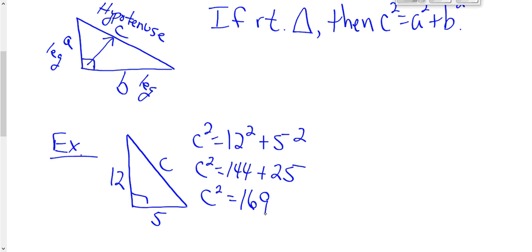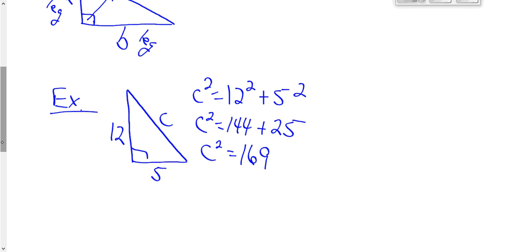169. Are we done? We don't want C squared, we want C, right? What operation undoes squaring? Square root. So we'll take the square root of both sides. So we'll just go square root of C squared. What's the square root of C squared, guys? C equals square root of 169. 13. Okay? We'll circle your final answer.